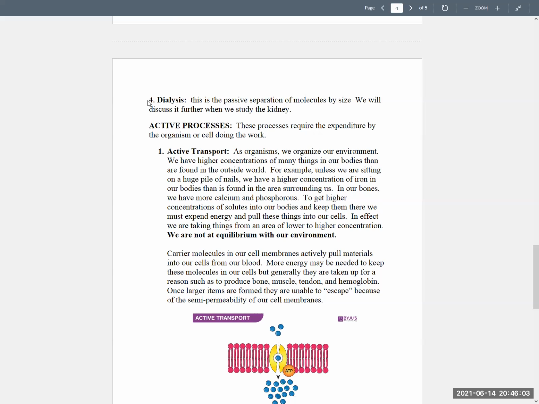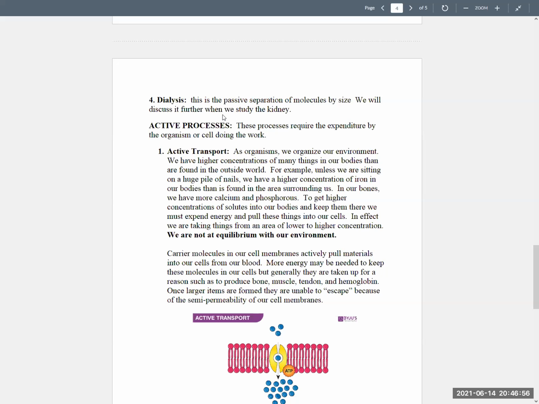The fourth and simplest to understand of the passive processes is dialysis. This is the separation of molecules by size. This has got to be the most primitive form of a passive process. We'll put off discussion of this until we get to the kidney, where it's greatly used. But it's the passive separation of molecules by size. You're not old enough to remember old vending machines, I'll bet, where you put in a whole bunch of coins. And you always wonder, how does it know if I put in a quarter or nickel or dime? By its size, by its size.